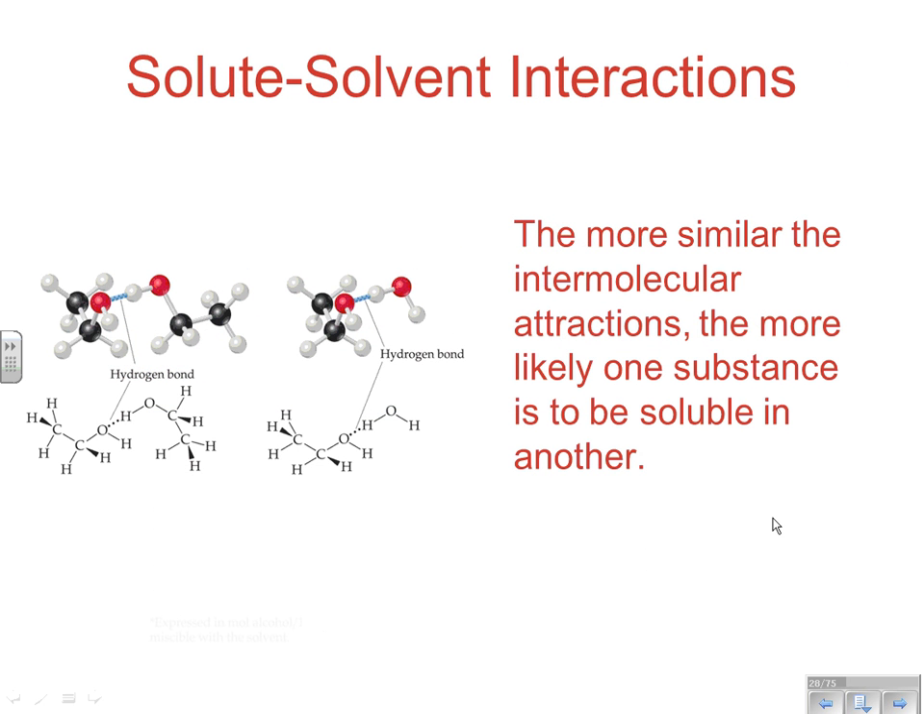The more similar the intermolecular attractions are, the more likely one substance is to dissolve in another. So both of these substances have hydrogen bonding. You can see the hydrogen bonding here. There's hydrogen bonding there. They're likely to interact because of that hydrogen bonding. So if we introduce water into the situation, which also has hydrogen bonding, you would expect attractions between the two, and the two would likely be soluble in each other. In fact, they're so similar to each other, they're probably what we're going to call miscible. They can actually dissolve in any proportion.